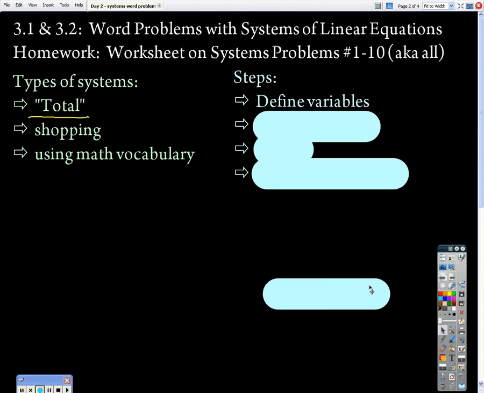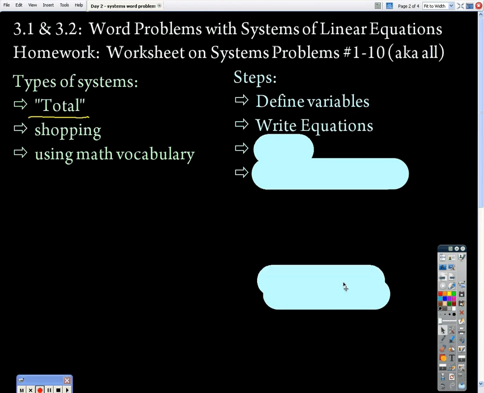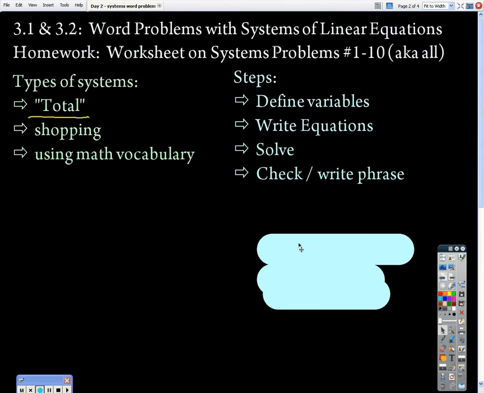There are 4 steps we're going to follow every time we have a word problem involving systems. First, we're going to define our variables. I'm always going to use x and y. You can use whatever you want. Then we're going to write our equations. We're going to solve. And then we're going to check and write the phrase. We always want to make sure that our answer makes sense within the context of the problem.